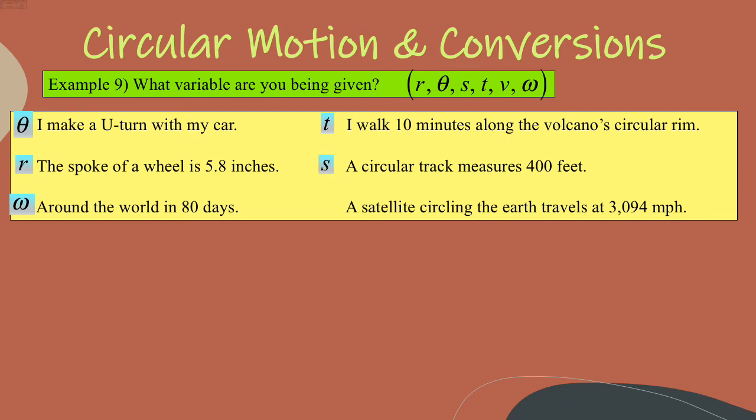A circular track measuring 400 feet is telling you s. In reality, it's the circumference, but that is still an arc length of a circle. Being told that a satellite circling the Earth travels at 3,094 miles per hour is an example of linear velocity. It is a certain distance per unit time. Yes, it is circling the Earth, but we don't know whether it's making one full revolution or two full revolutions in a certain amount of time. We're just talking about, in this case, the linear distance that it travels.